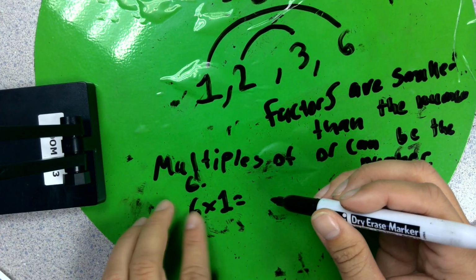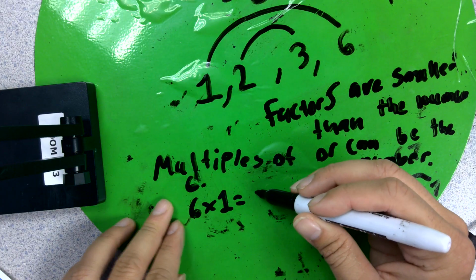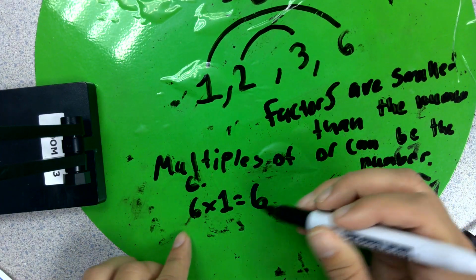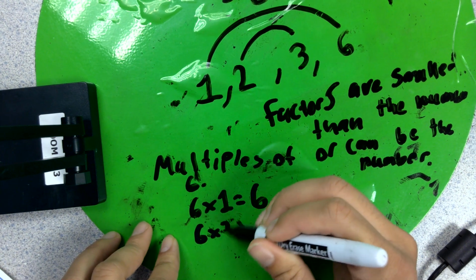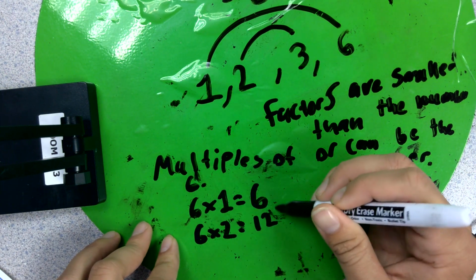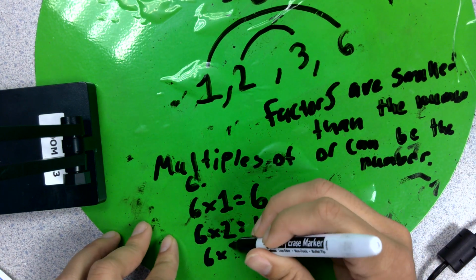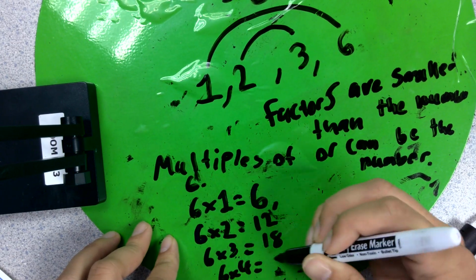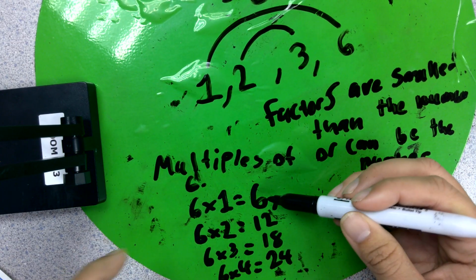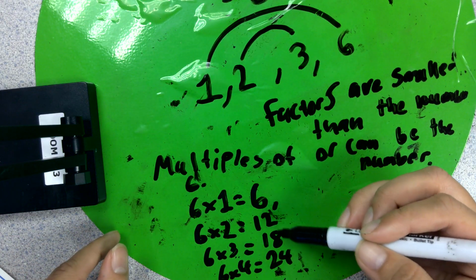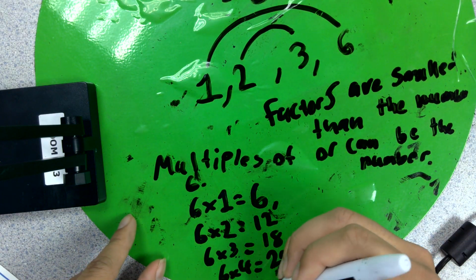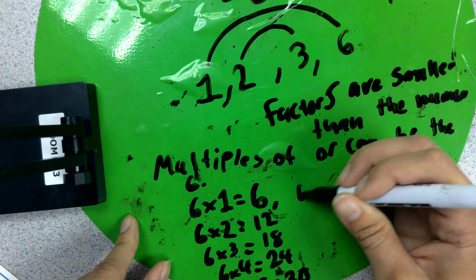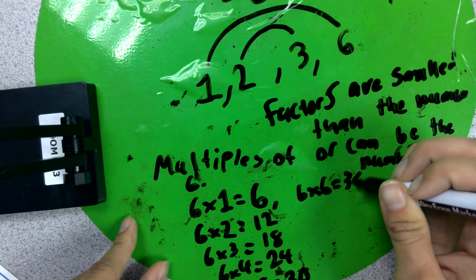So the first 5 multiples of 6 would be, for example, the first one is 6 itself because 6 times 1 equals 6. The next multiple of 6 is 6 times 2, 12. 6 times 3 equals 18. 6 times 4 equals 24. So the first 4 multiples of 6 would be 6, 12, 18, and 24. 6 times 5, the fifth multiple, would be 30. 6 times 6 equals 36, and so on.